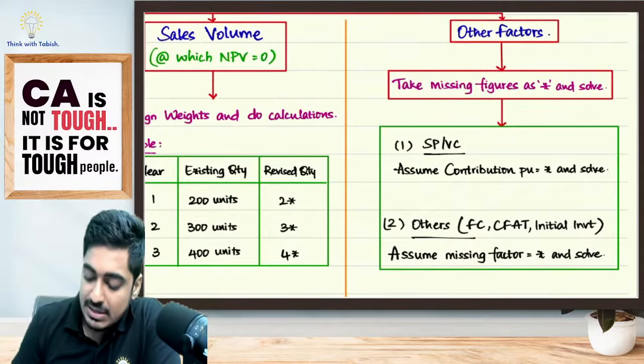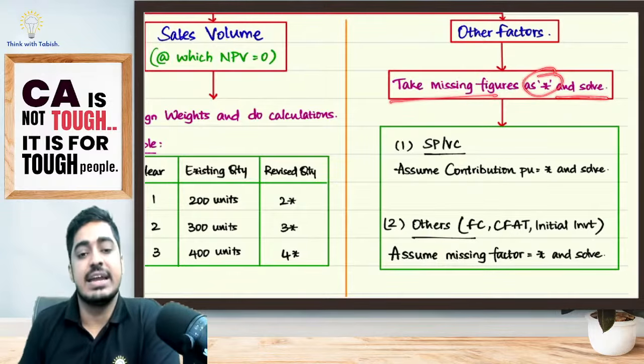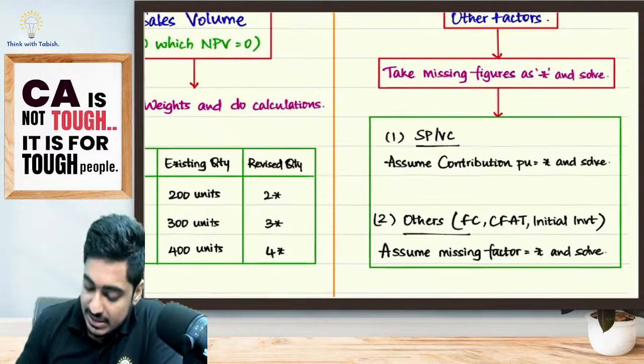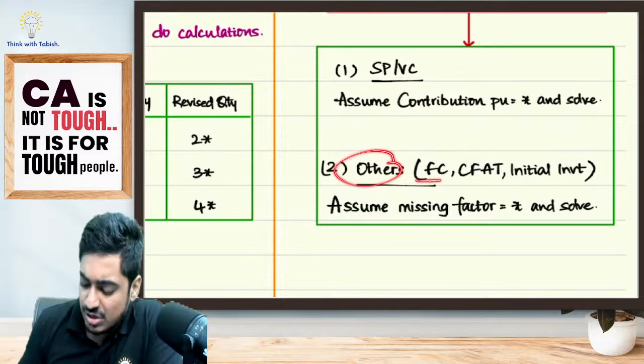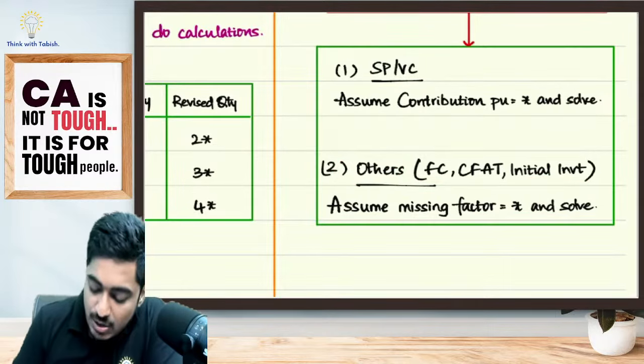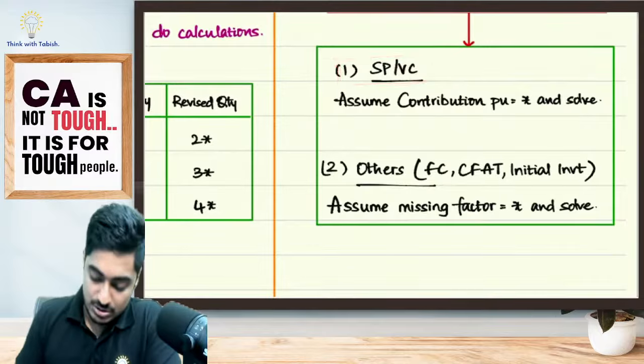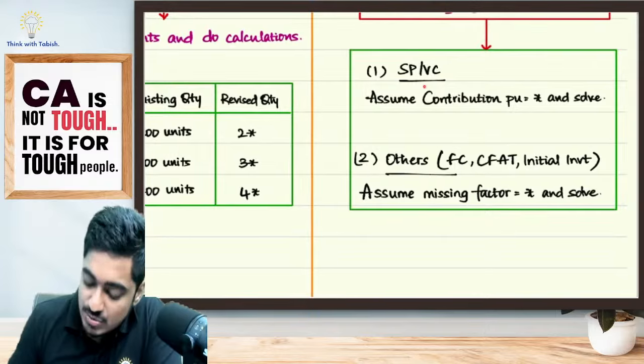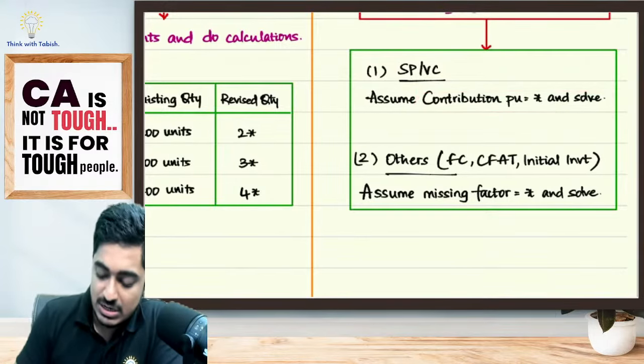Next, any other factor? Just simple. Take the missing figure as x and accordingly solve it. For all other factors, fixed cost, cash flow after tax, initial investment, take the missing figure as x. But when it comes to selling price or variable cost, I will just show it. I will assume contribution per unit as x and accordingly I will be solving it.